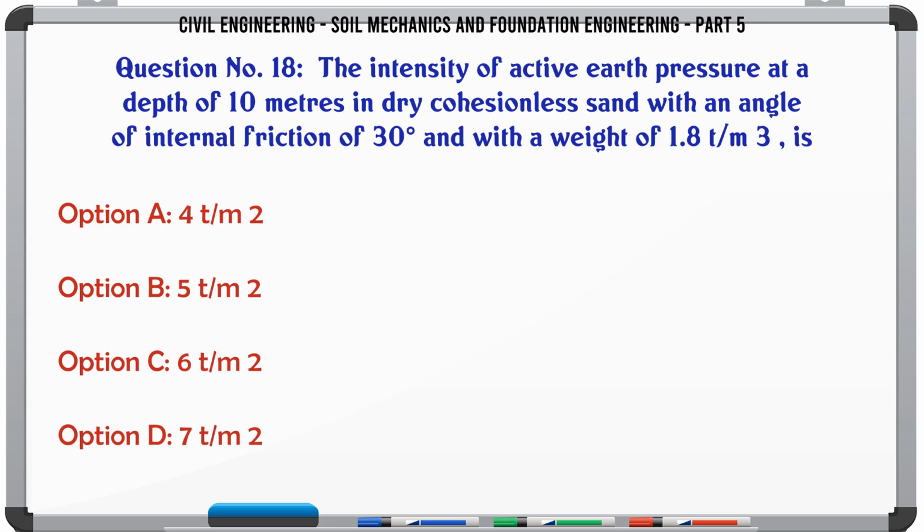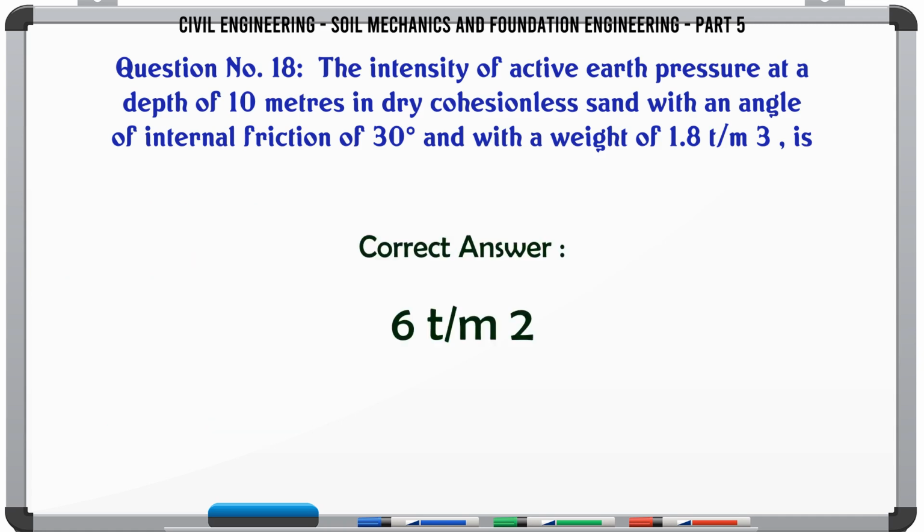The intensity of active earth pressure at a depth of 10 meters in dry cohesionless sand with an angle of internal friction of 30° and a unit weight of 1.8 t/m³ is: A. 4 t/m². B. 5 t/m². C. 6 t/m². D. 7 t/m². The correct answer is 6 t/m².